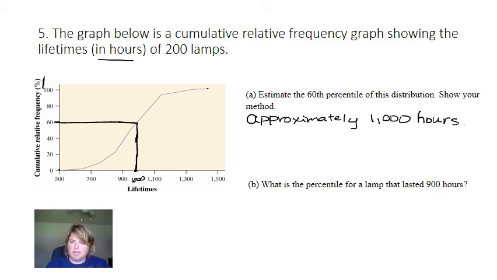What is the percentile for a lamp that lasted 900 hours? So here's 900. This time they're talking about hours, and we're going to go up to where the percentile is. This is harder for me to do on this. And then go directly across. It looks like it's about 36, a little bit more than 30. So it's approximately the 36th percentile.